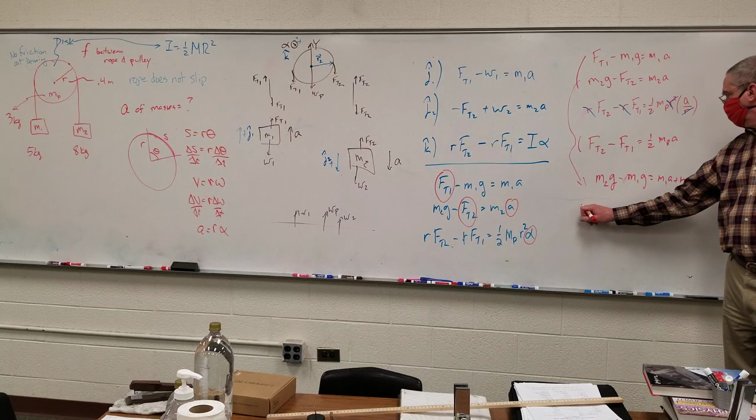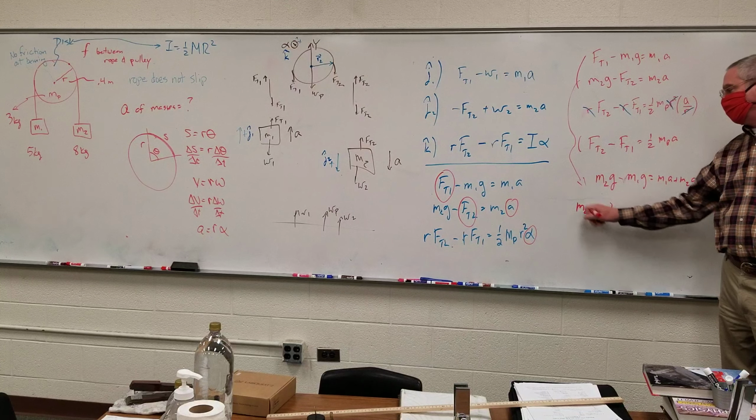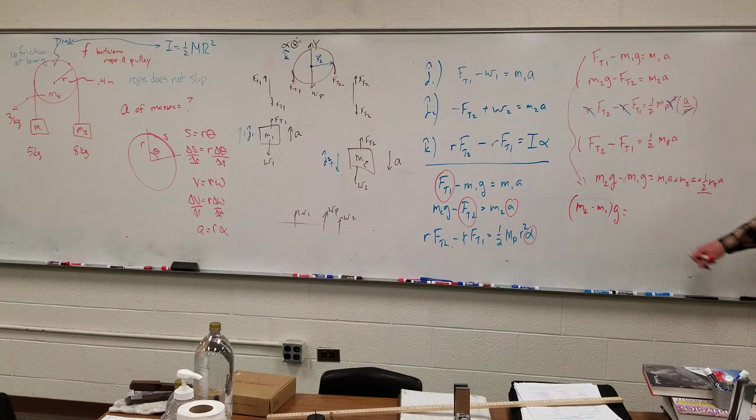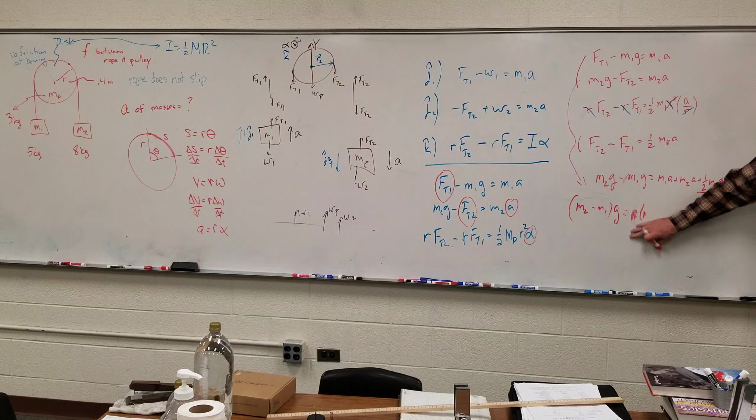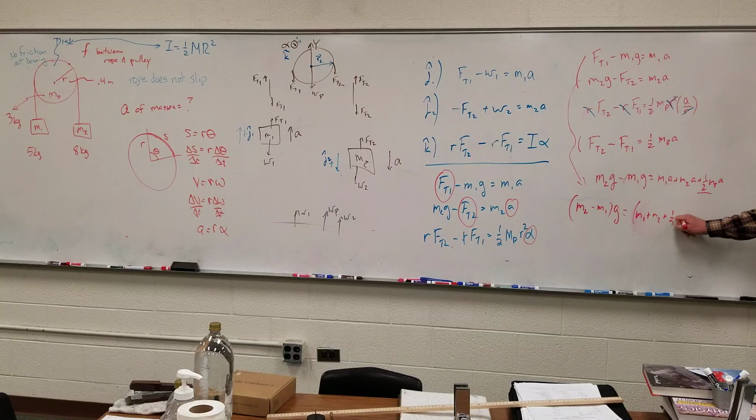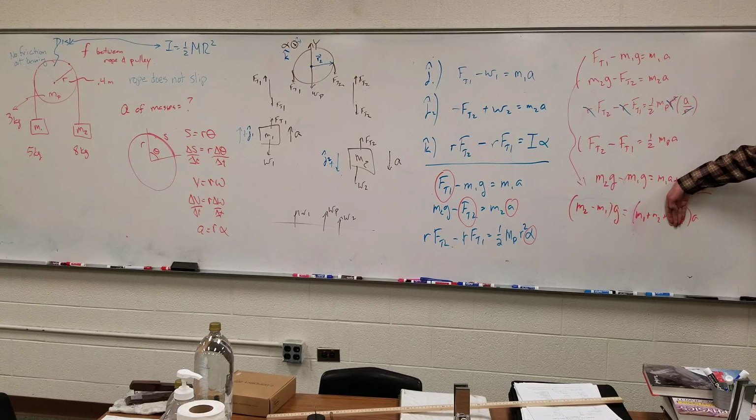And so M2 minus M1, depends on how you want to present this, G is equal to, let's factor A out, then I'm left with M1 plus M2 plus 1/2 MP times A. If we were still dealing with this being a chapter 2 problem, this term would have gone away, because the pulley doesn't have any effect at that point. But we're more sophisticated, we now have this little additional piece.